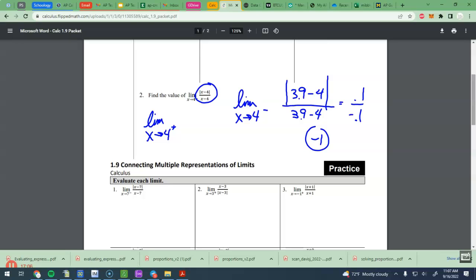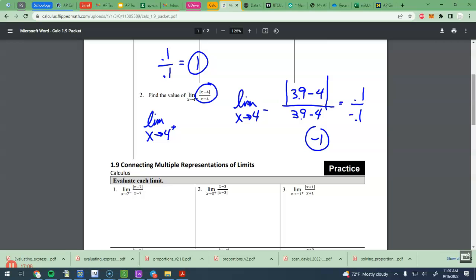So you would plug in, like I think the notes guy used 4.001. Use 4.01, and you can get away with 4.1. If I plug 4.1 into the top, what's the absolute value of 4.1 minus 4? It would be 0.1. If I plug 4.1 into the bottom, what is 4.1 minus 4? 0.1. So that'd be 1.